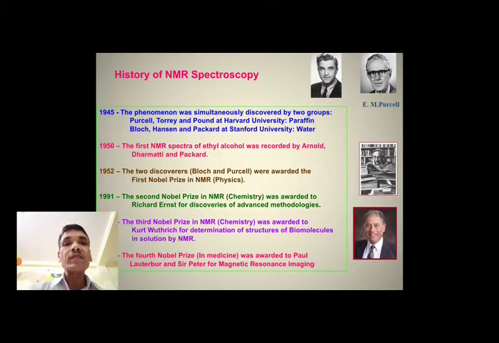In 1991, the second Nobel Prize in NMR spectroscopy was awarded in chemistry to Richard Ernst for discoveries of advanced methodologies, while in 2002, the third Nobel Prize in NMR spectroscopy in chemistry was awarded to Kurt Wüthrich for determination of structure of biomolecules in solution by nuclear magnetic resonance spectroscopy, while in 2003, the fourth Nobel Prize was awarded in medicine, to Paul Lauterbur and Sir Peter Mansfield for magnetic resonance imaging.